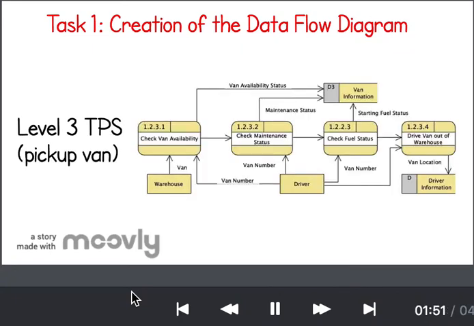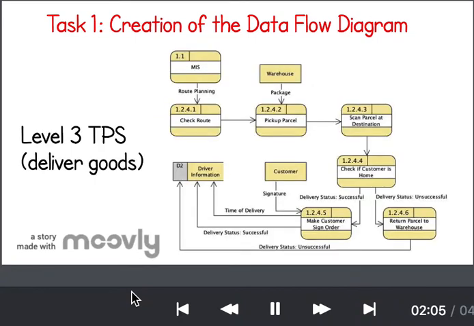Picking up the van can be easily understood when broken down into sub-processes, such as checking van availability, maintenance and fuel status, and finally driving the van out of the warehouse. Finally, delivering the goods is another function of the driver. This process has been broken down into checking the route plan sent by the manager, picking and dropping off the parcel. If the customer is home, they sign a successful order, and if not, the information goes back to the manager stating that it was unsuccessful and that the goods had to be returned.